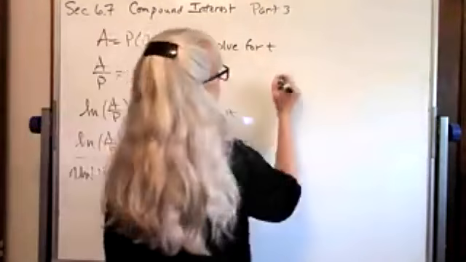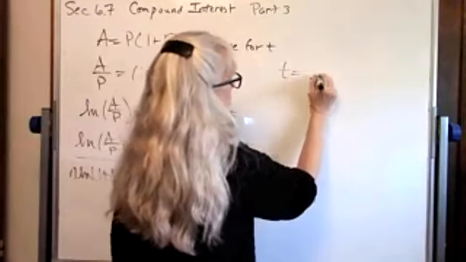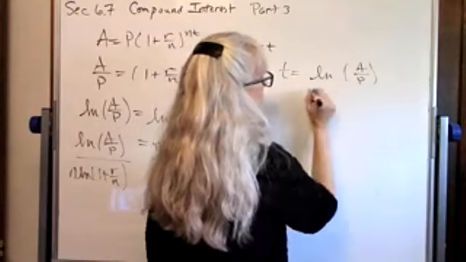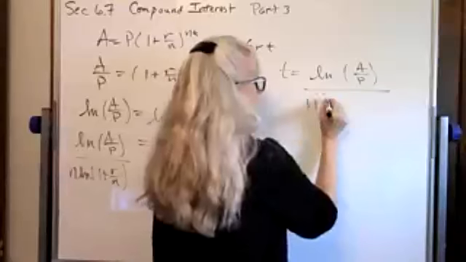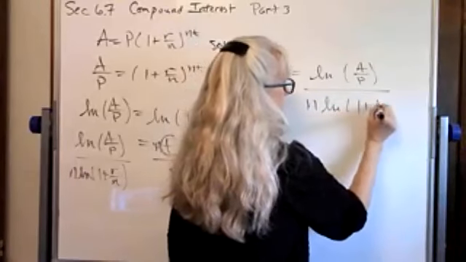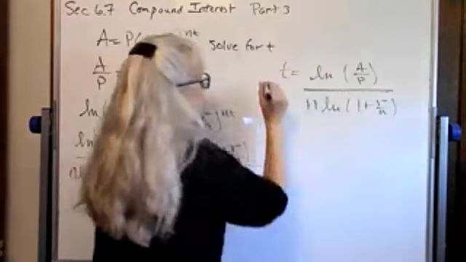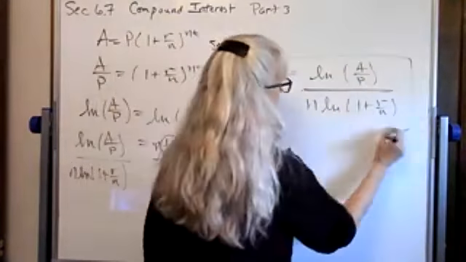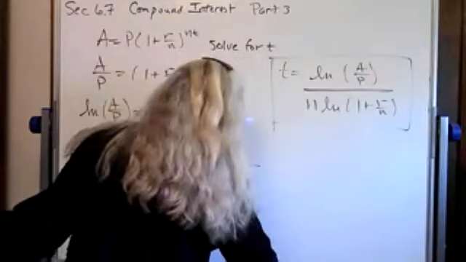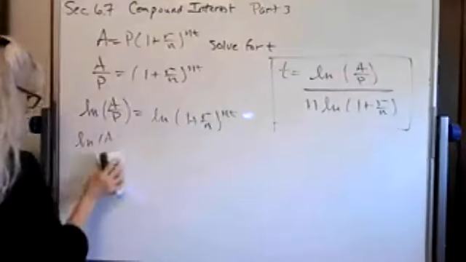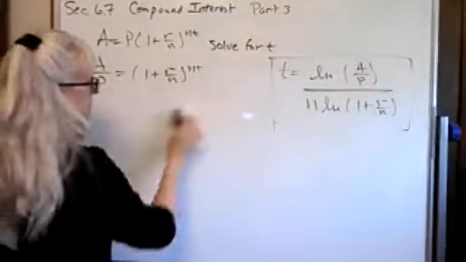So our formula says that the time is equal to the natural log of the amount divided by the principal, all over N times the natural log of 1 plus R over N. Now we can come in and use that formula. So there's our new formula that we're going to use to figure out how long it's going to take our money to double. It's kind of slick to be able to solve for formulas.